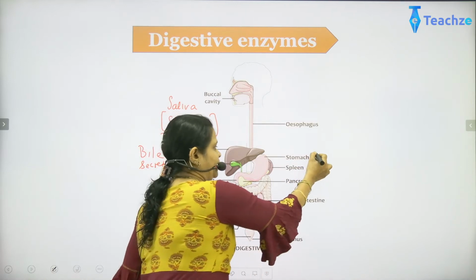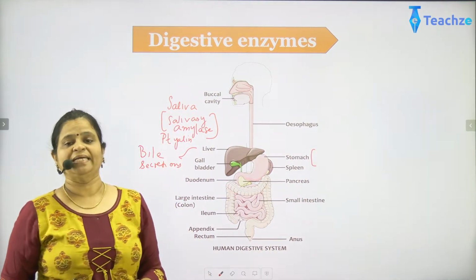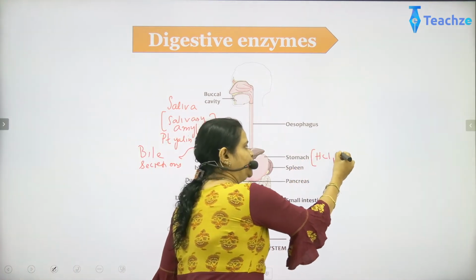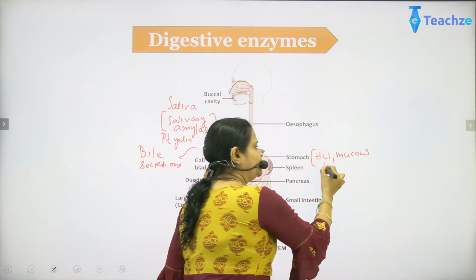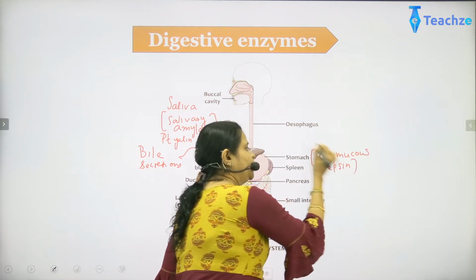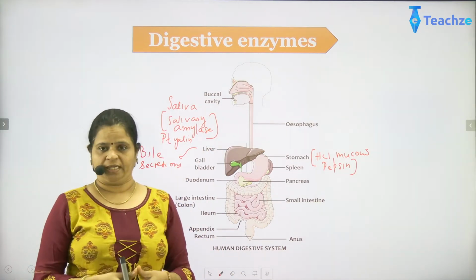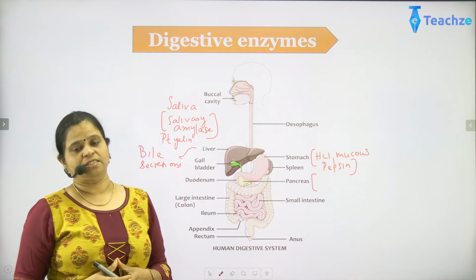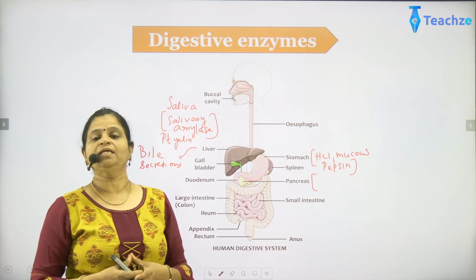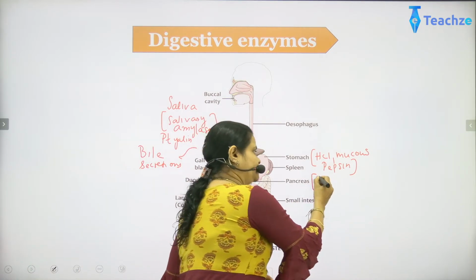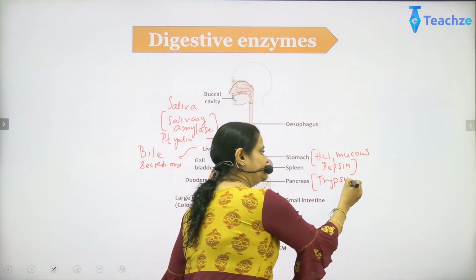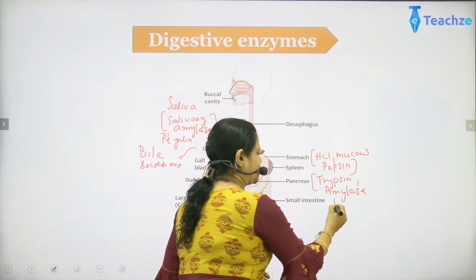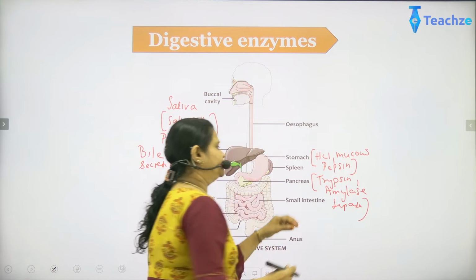Now the third region will be the stomach region. In the stomach there are three different things which are being produced. One is HCl, the other one is mucus, and the third is the pepsin enzyme. Now this pepsin acts upon proteins. Now coming to the pancreatic region, the secretions will give out the final products of digestion. So we have three enzymes we are looking at here: trypsin, amylase, as well as lipase. That will be from the pancreas.